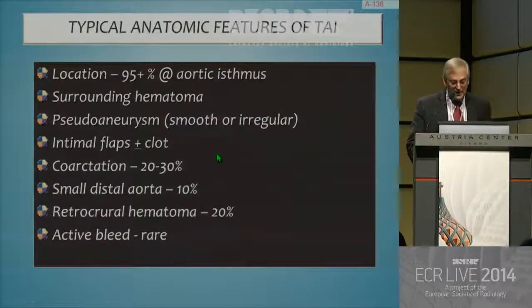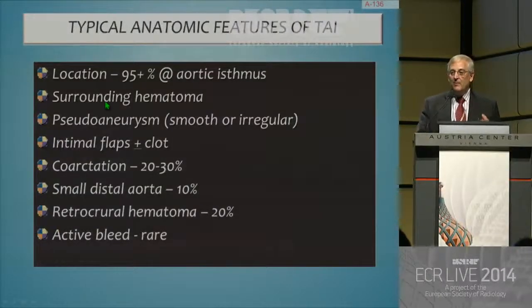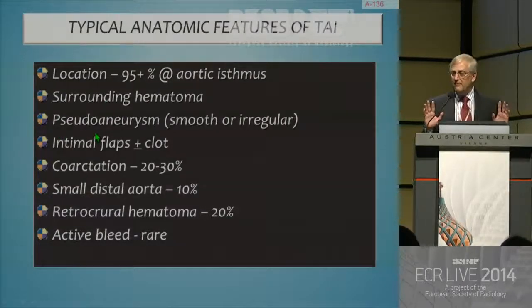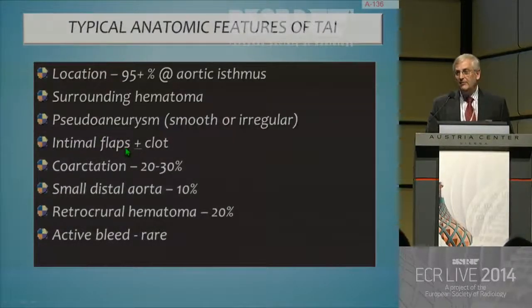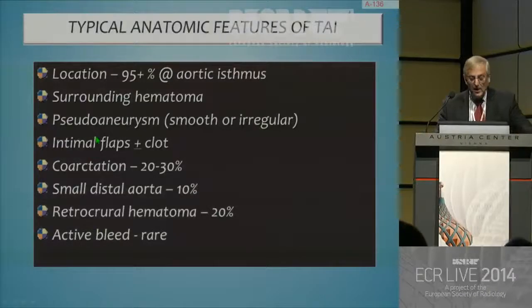All right, real quick, let's go through the primary features of a traumatic aortic injury. 95% in our experience are at the aortic isthmus, and this is very fundamental information. Almost all of them have a hematoma that surrounds the aorta and in most cases extends into the mediastinum. These pseudoaneurysms can be very smooth or very irregular. There's always intimal flaps. If you don't see intimal flaps, you're dealing with something that's not an acute vascular injury. You've got to see intimal flaps to assume this is an acute injury.